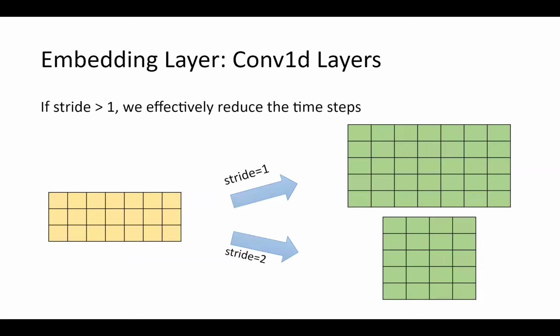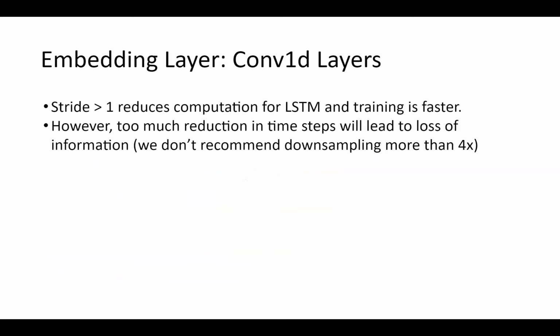This is an illustration that shows that we can perform strided convolution in order to decrease the time steps. One recommendation is to not use large strides, because that will cause us to lose a significant amount of temporal information. Typically, a stride of 1 or 2 is advisable, and do not go for large strides.